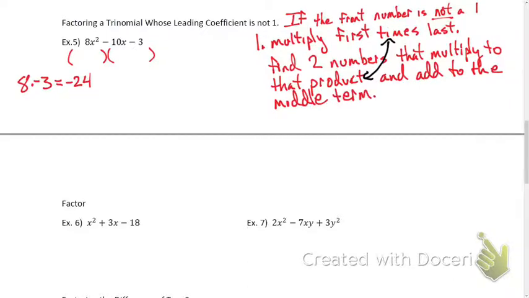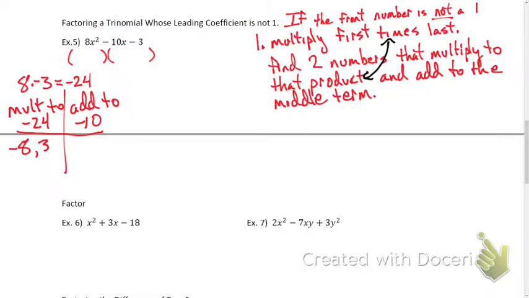So let's do that real quick. I need them to multiply to negative 24, but I need them to add to negative 10. So for example, if you pick negative 8 and positive 3, that multiplies to negative 24, but it adds to negative 5, so that's no deal. What about negative 12 and 2? That multiplies to negative 24, and they add up to negative 10. So those are my two numbers.